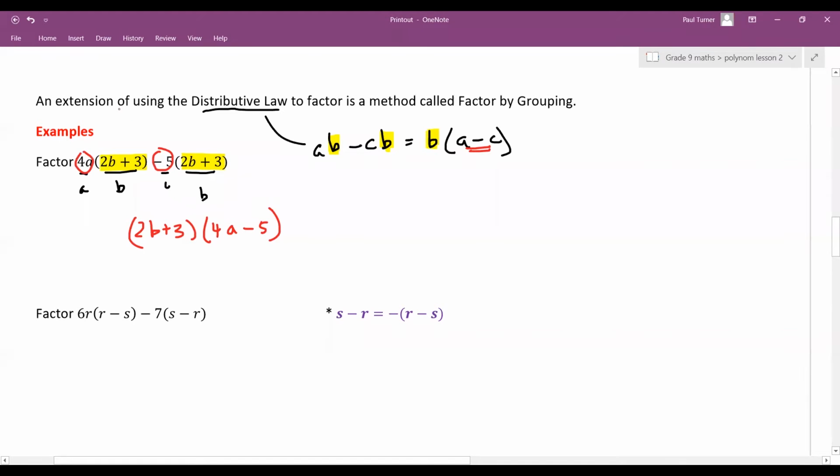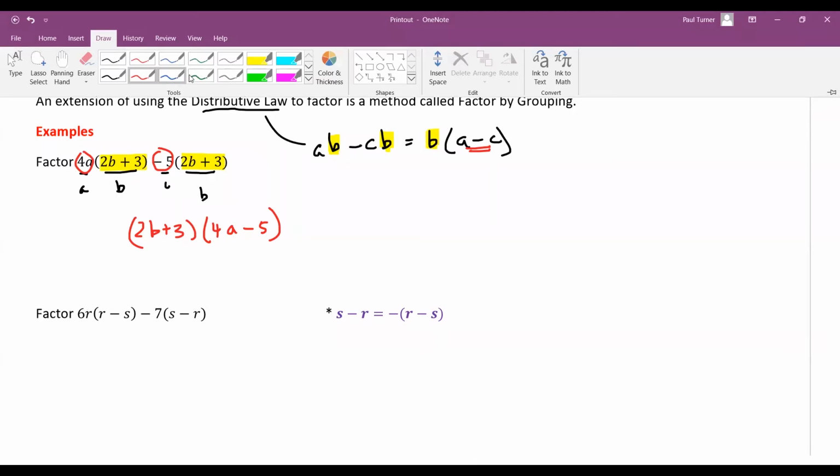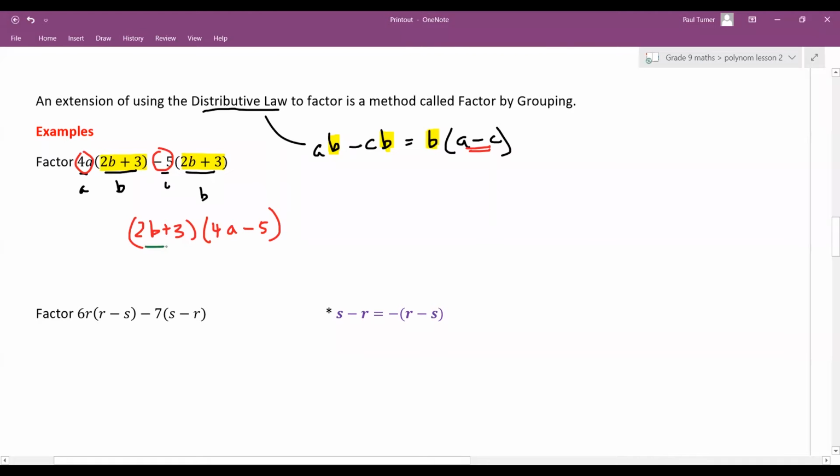Okay, so if you had wanted to check that, you would expand. It's a different color. So it would be 2b plus 3 times 4a. So you'd get 4a(2b plus 3). And then you would have 2b plus 3 times minus 5. So I'm just going backwards. You see that? It's actually the same rule. Okay, we're going to do lots of practice anyway. So let's look at another one.